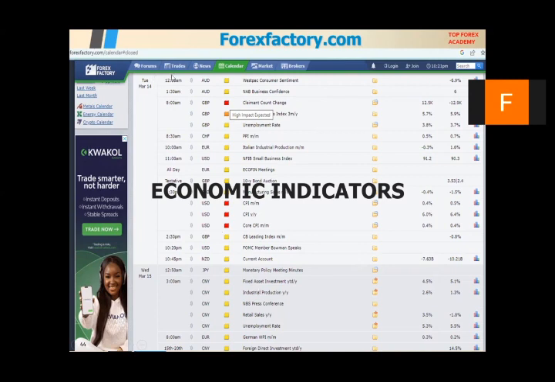You can see this is time, this is the currency, and this is the impact of this currency. Each of these currencies represents a different economy. This is Australian dollar, Great British pound. This is Swiss francs. This is euro. This is US dollar. This is CAD. This is New Zealand dollar. This is Japanese yen. This is Chinese yuan, and so on and so forth.